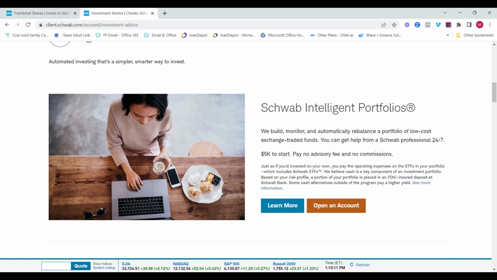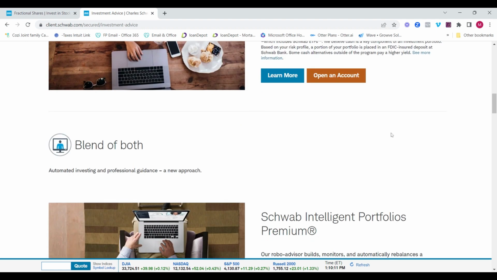Okay, so it's called the Schwab Intelligent Portfolios. So that's more of their low-cost option. I would say it's their lowest cost option. But again, you don't have access to an advisor with that.